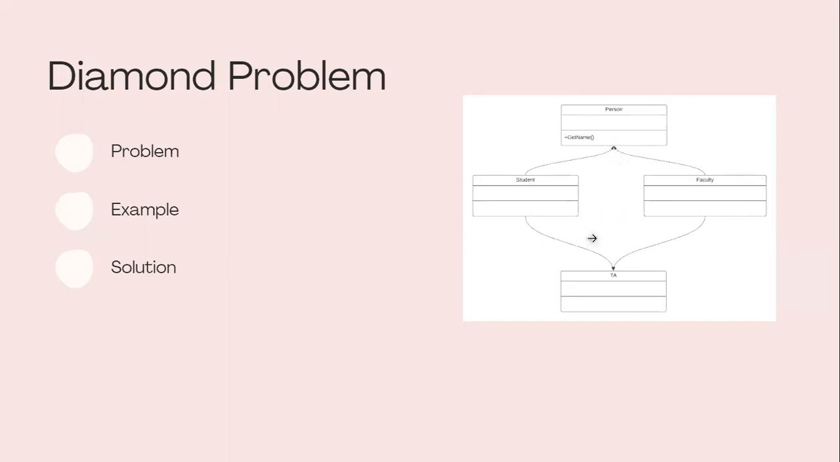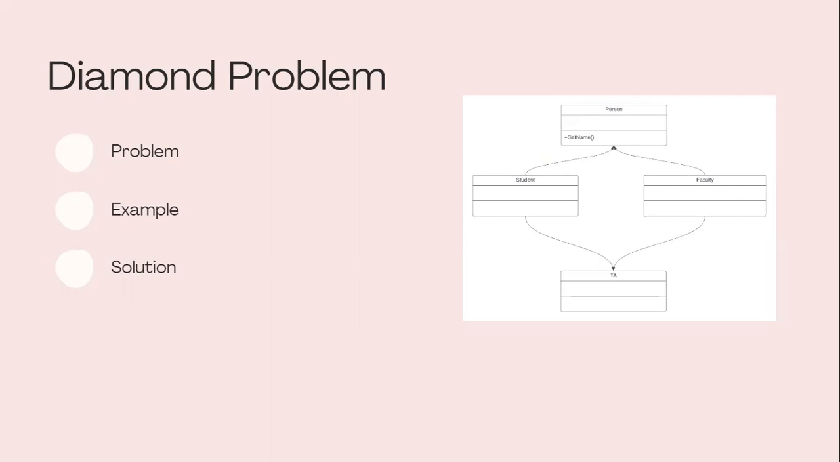When we create an instance of TA, like Person, Student and Faculty inheriting Person, and TA inheriting Student and Faculty, and this GetName method is being accessed by Student and Faculty. When we create an instance of TA and it calls the GetName method, it will create an ambiguity. Ambiguity can arise when derived classes attempt to use methods or attributes inherited from the common base class. So this is the issue in the diamond problem.